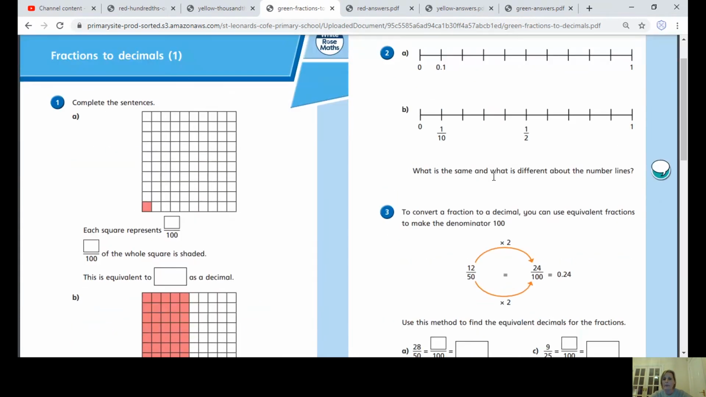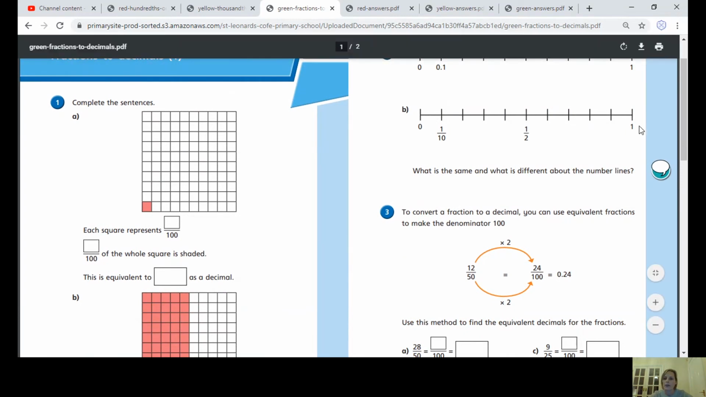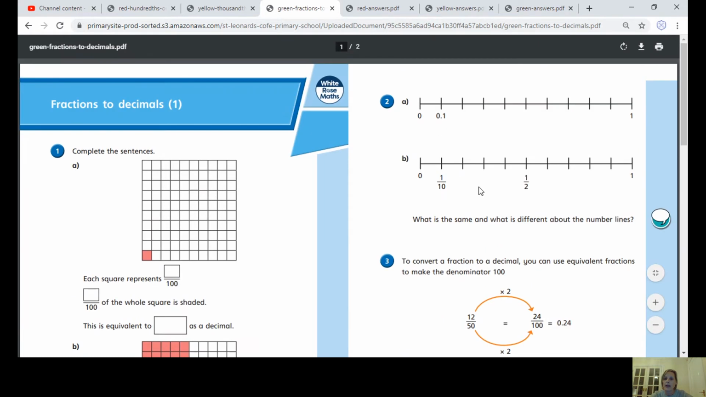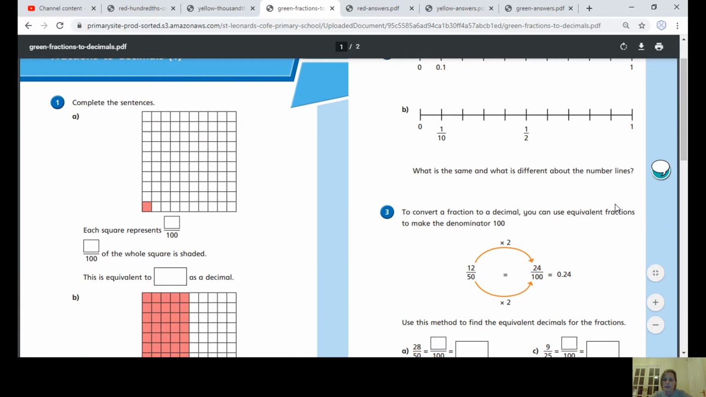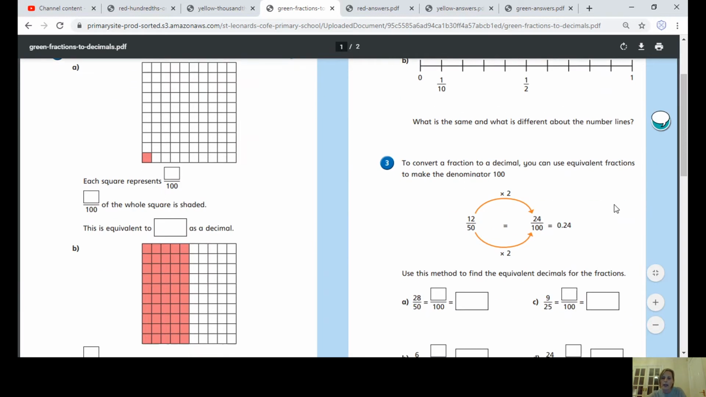Over here, the question is, what is the same and what is different about the number lines? Well, they both start at 0 and end at 1, but what can you tell me? What's the difference between them? Okay, it's quite obvious. Just have a quick look at that.